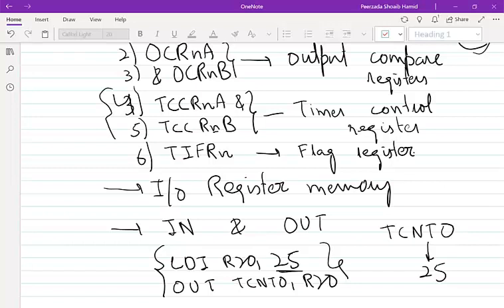So the next thing we will be discussing is how these two registers, TCCRNA and TCCRNB, are used to actually set the timer modes, or what are the different timer modes.